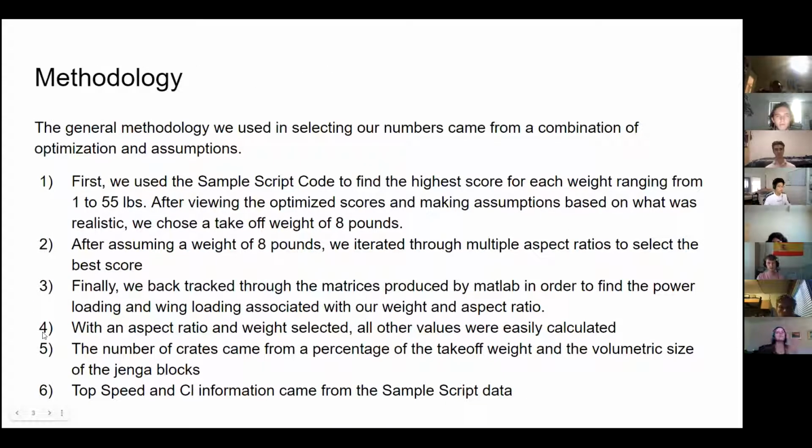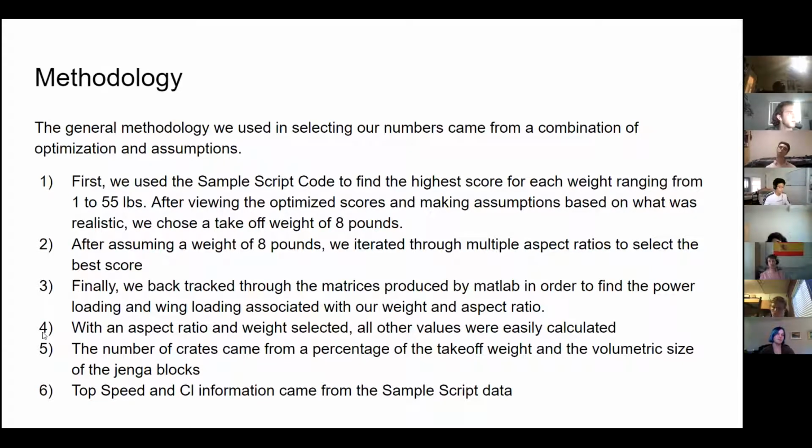So for the methodology, the general methodology we used for our numbers came from a mixture of optimizing for score and then also some assumptions we made based on what would be realistic. The first general process we used was using the sample script code to find the highest score for each weight in an iteration from 1 to 55 pounds. After viewing the scores that the code gave us, we decided that 8 pounds would be the most realistic while still giving us the highest score possible.